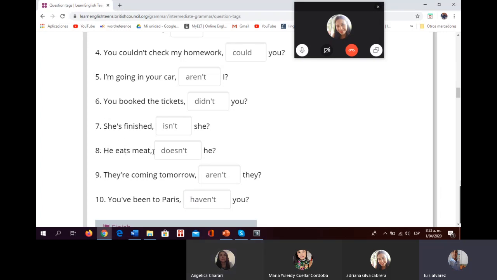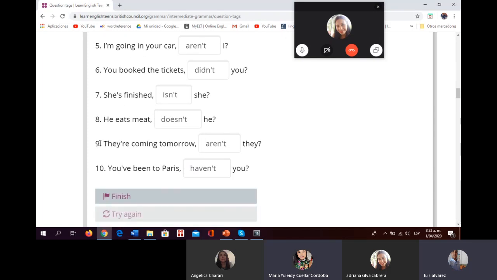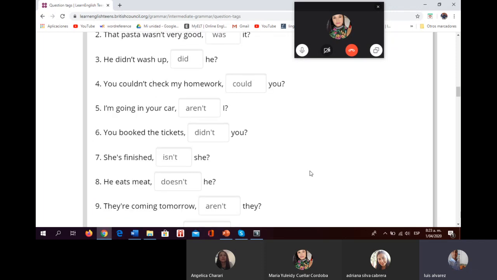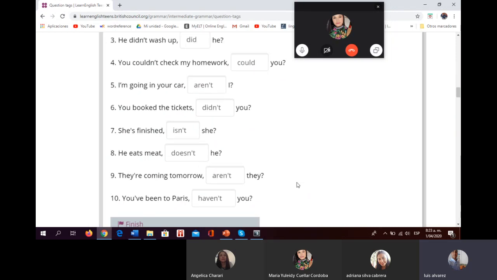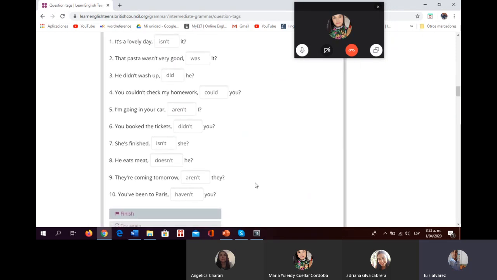Number eight, he eats meat, doesn't he? Nine, they're going tomorrow, aren't they? And ten, you've been to Paris, haven't you? So do you want to leave it this way, or do you want to change anything? Or do you think they are correct? I think they are correct. I think the same. You think the same? They are correct? Yes. Okay, now it's time to score.